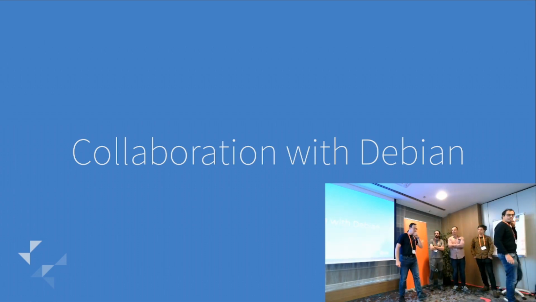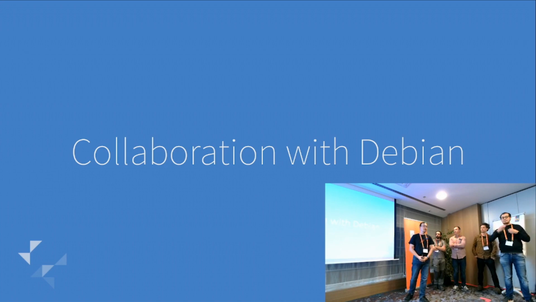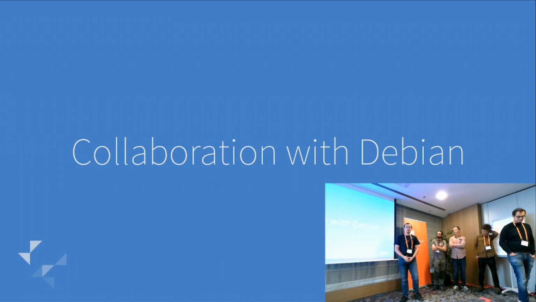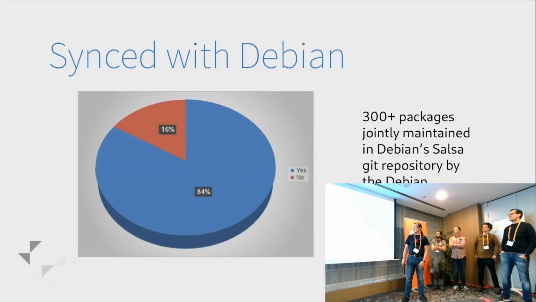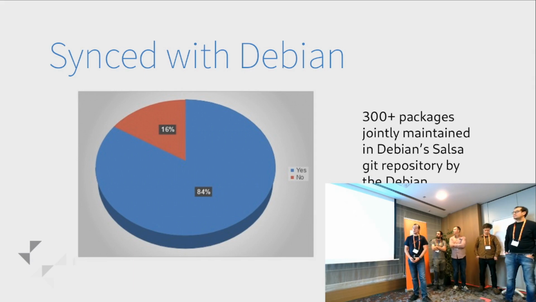Hi, I'm Jeremy Bícha, and I'm on the Canonical desktop team. My job is to get all of the latest GNOME features and bug fixes to everybody using Ubuntu. I am also a Debian developer, and I push a lot of that work into Debian also. We maintain over 300 packages jointly with the Debian GNOME team on their version of GitLab called Salsa. 84% of those packages are in sync now.